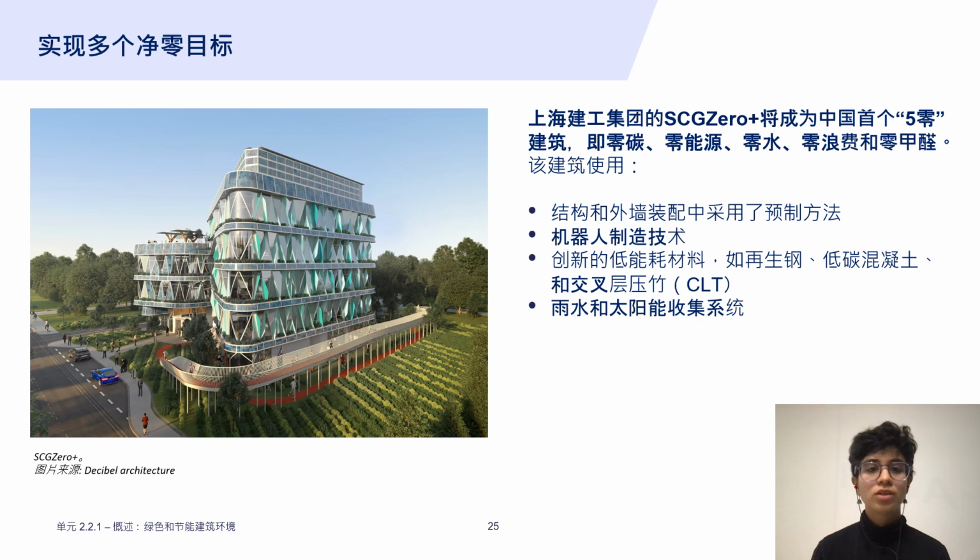Built by the Shanghai Construction Group, the SCG0 Plus project by Decibel Architecture is said to be China's first 5-0 building, meaning zero carbon, zero energy, zero water, zero waste, and zero formaldehyde. The designers have incorporated prefabrication methods in structure and facade assemblies and robotic fabrication techniques. They've used innovative low embodied energy materials such as recycled steel, low carbon concrete, and cross laminated bamboo. They've implemented rainwater and solar energy capture systems.